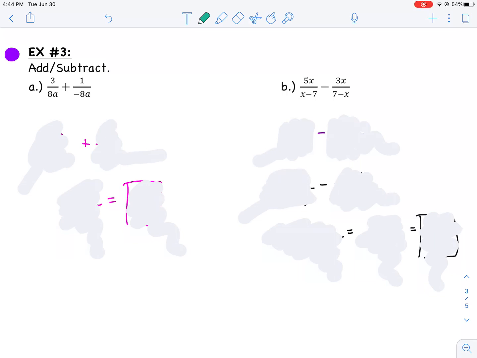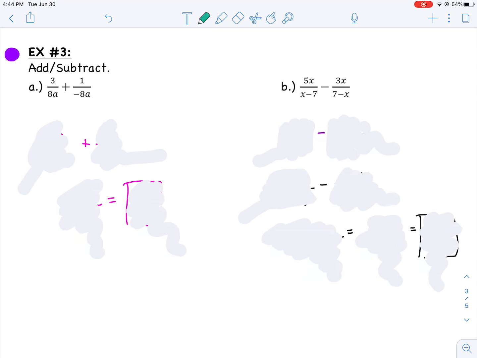All right, we're going to do a video for example number 3 in section 6.4 now. We're going to do A and B because they look a little bit different. It is still asking us to add or subtract these rational expressions, so we still need to follow the same steps. So let's factor, get a common denominator before we can add or subtract them together.